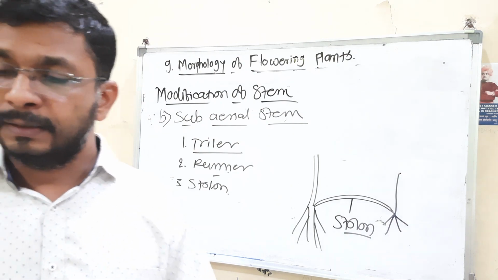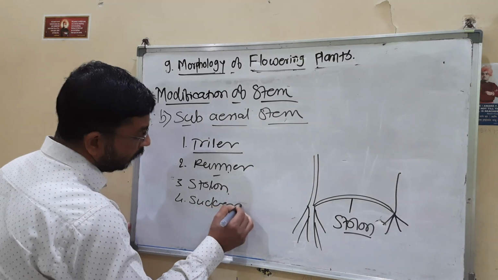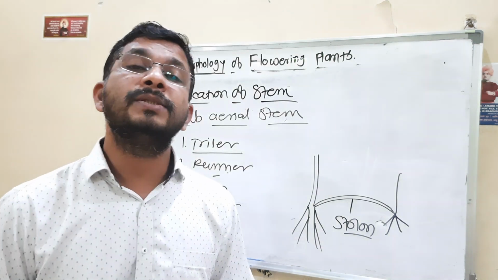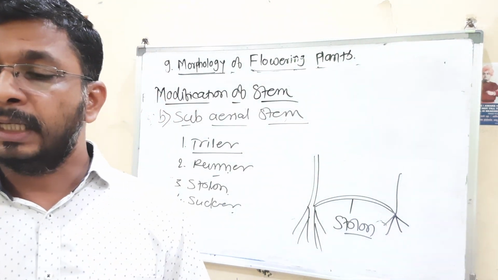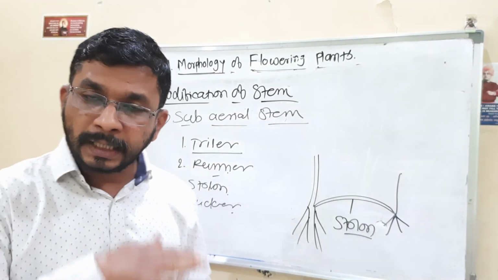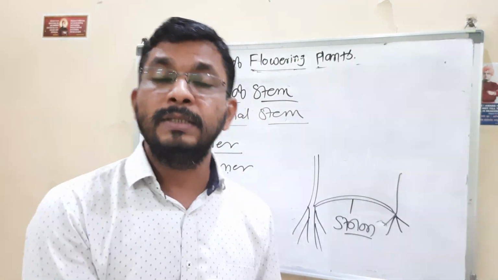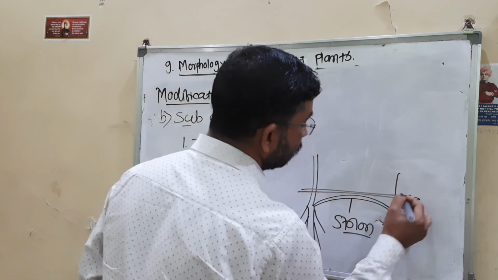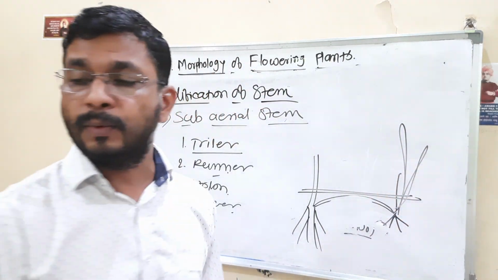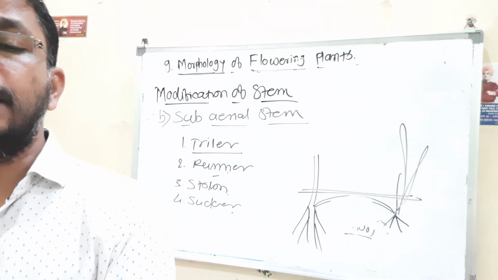Okay. Then sucker. Next is sucker. What is that? It is a non-green runner-like branch of stem which develops from the underground base. It grows horizontally below the soil and finally comes above the soil surface. The example is banana.